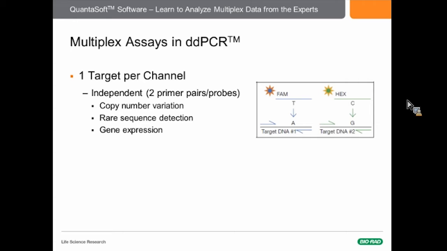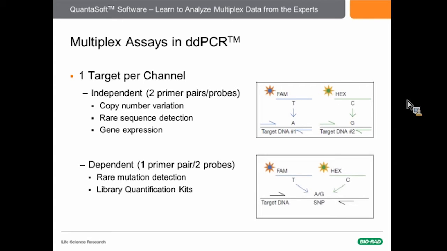Examples of this design type include copy number variation, rare sequence detection, as well as 2 target gene expression assays. In contrast, dependent assays have a single primer pair with 2 competitive probes. An example of this type of assay would be a rare mutation detection assay, which is also known as a SNP assay, or our library quantification kits for next-gen sequencing.